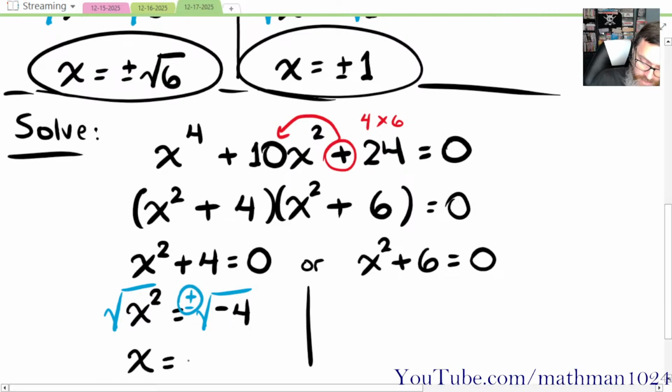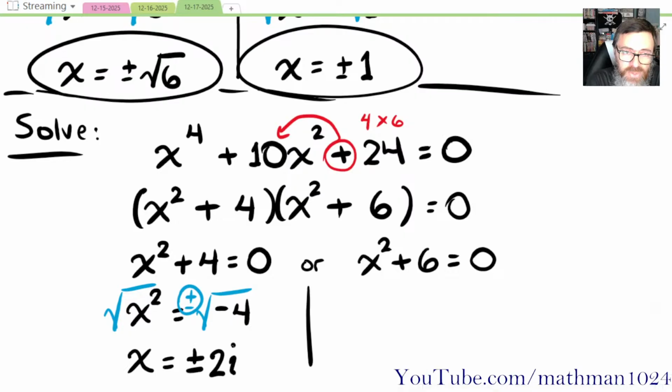So x equals plus or minus, now be careful. You do have the square root of 4, so that's going to be 2, but you also have the negative inside, so this is going to be plus or minus 2i. And we talked about this yesterday. Yes, you can have imaginary solutions. That's fine.